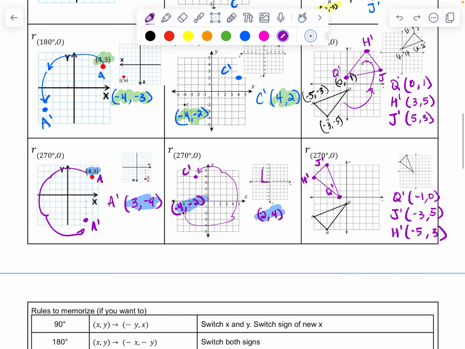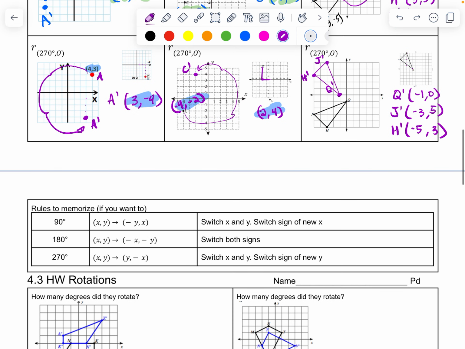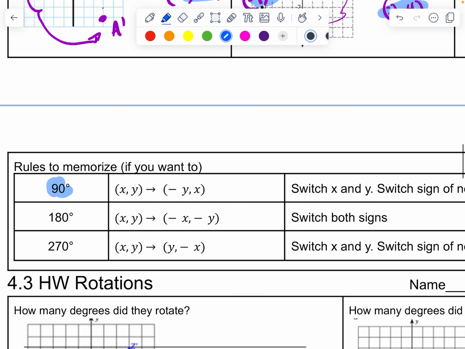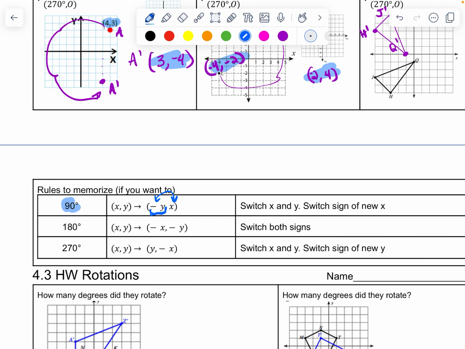Now, if you looked at these and saw these patterns, there are rules that you can memorize, all right? If you are rotating once, a 90-degree rotation, you switch X and Y and change the sign of the new X. If you are rotating 270, it's very similar. Switch X and Y, change the sign of the new Y. 180 is the easiest to memorize. Just change the signs. No switching, just changing the signs.